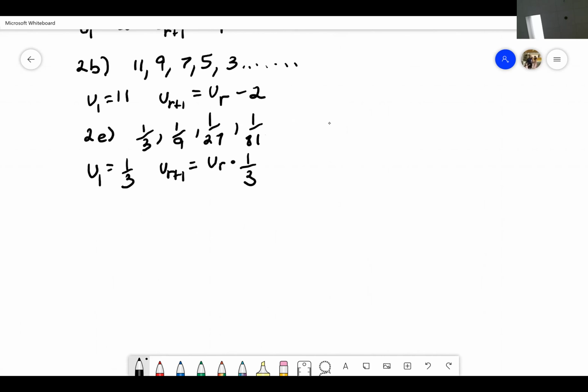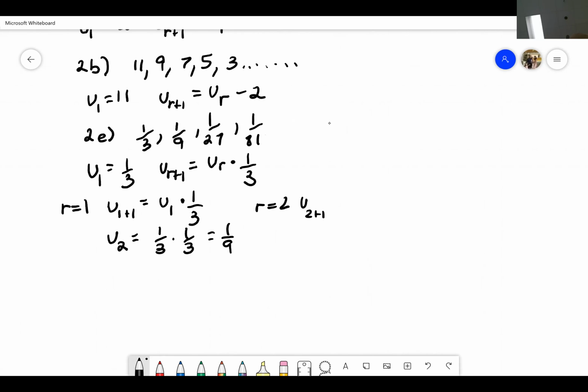So let's see. All right, so r equals 1. You have u_{1+1} equals u_1 times 1/3. So u_2 must equal u_1 times 1/3, right? Which is 1/9. Okay, works for that one. Now let's do the next one. r equals 2. So we have u_{2+1}, which equals u_2 times 1/3. u_2 is 1/9 times 1/3, indeed equals 1/27. That is a good inductive definition.